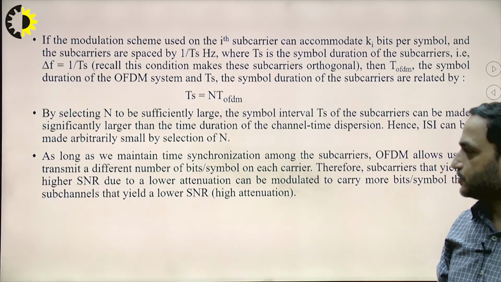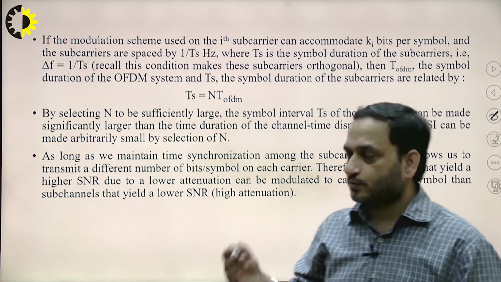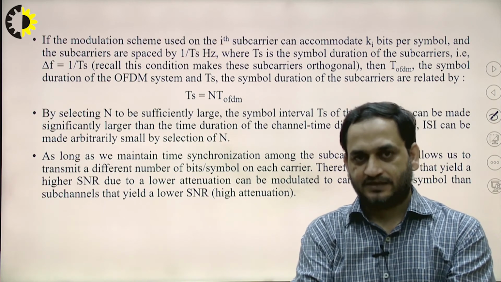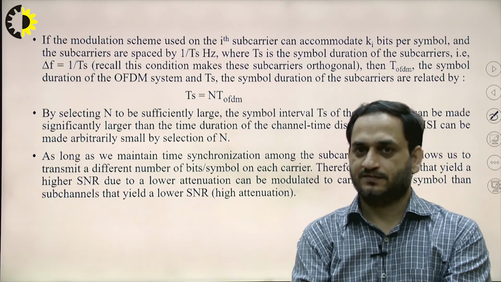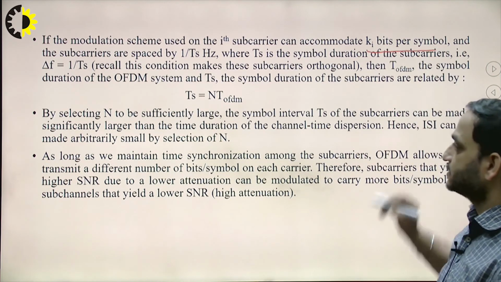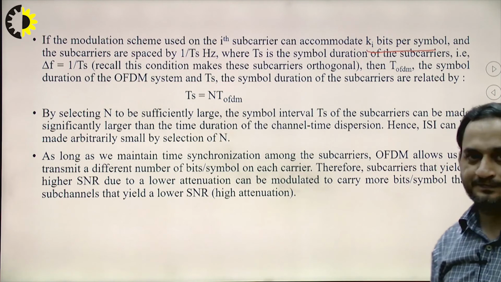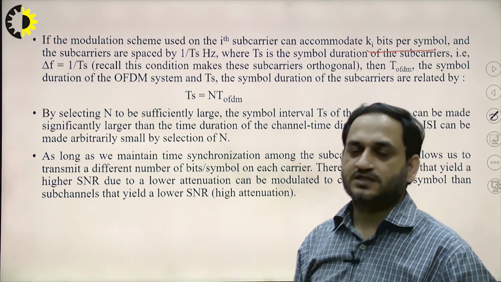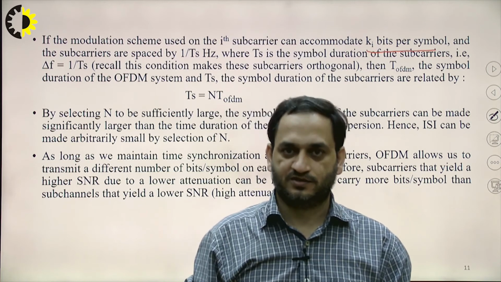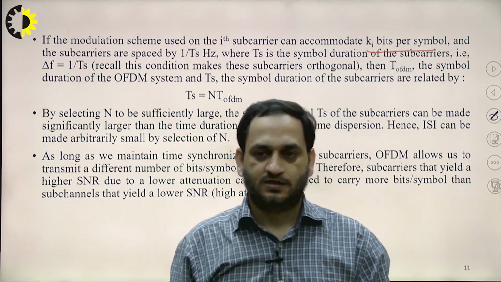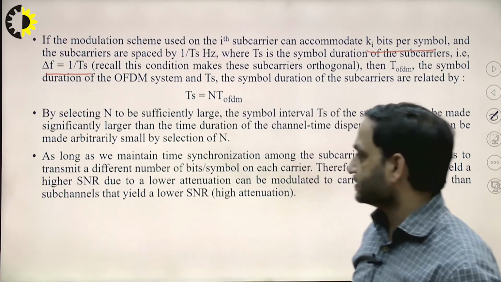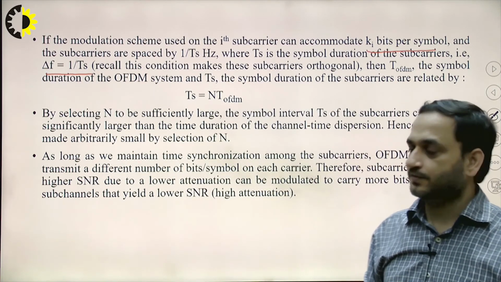So here it is mentioned that the modulation scheme used in the ith subcarrier can accommodate k_i bits per symbol. Okay, as we have discussed in the previous slides, k_i bits per symbol. So in that case, the subcarriers are spaced by 1/Ts, where Ts is the symbol duration of the subcarrier. So in this case the separation will be delta f equal to 1/Ts. So the value of Ts will be for per symbol.